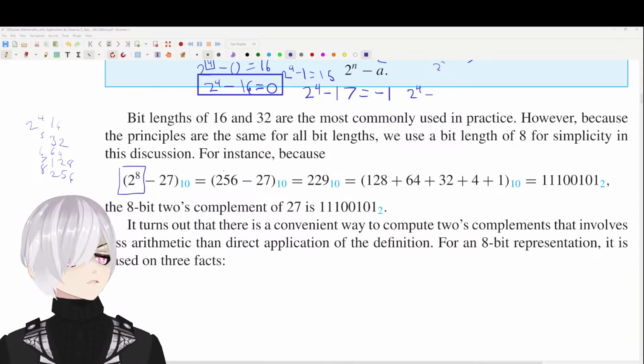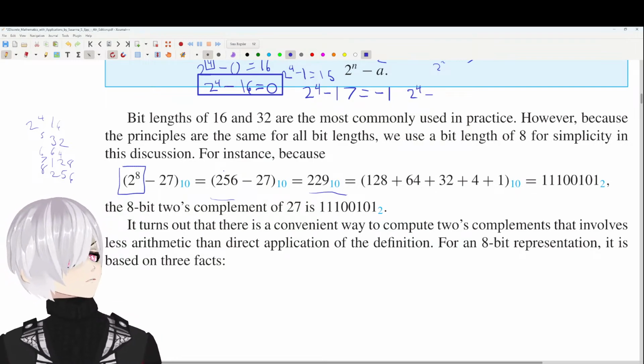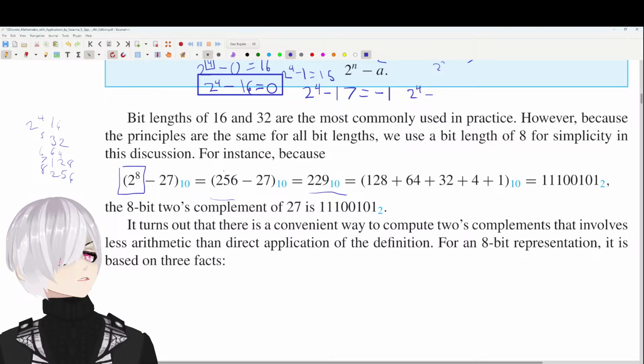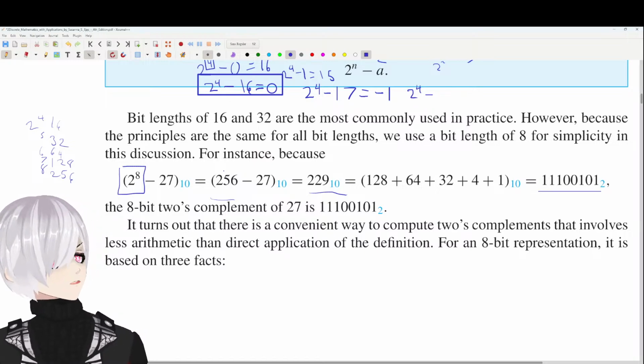Here we have a bit length of 8, and we're finding the 2's complement of 27. So that's 2 to the n minus 27, so 2 to the 8th minus 27, and calculating that is 229. Then they wrote 229 as the sum of powers of 2 to figure out the binary representation, and that binary representation would be the 2's complement.